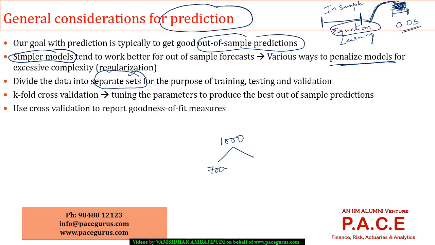Generally, I'll split them into 700 and 300, 70%, 30%, or 75, 25. So, this is called a training data set, which I'll use to build the model. And this 300 will be a testing data set which I'll use for testing the model. So this is my in sample, and this becomes my out of the sample. Now I'll say that my model is good when the model is developed on this data and is tested on this data with a decent amount of accuracy.